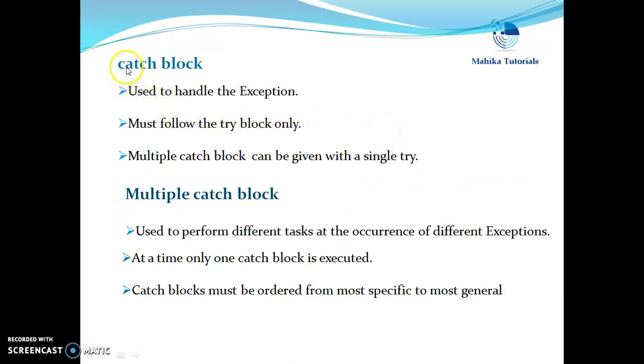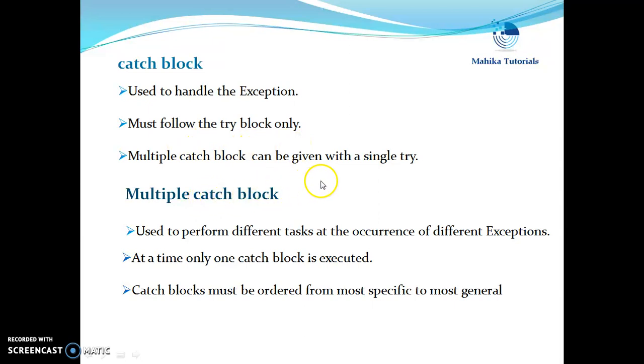Now the second keyword related to exception handling is catch. The catch block is used to handle the exception. That is, here we put the code which should be executed if an exception occurs, then control goes to the catch block. So we say that the catch block specifies what is to be done when an exception actually occurs, and it must follow the try block only.